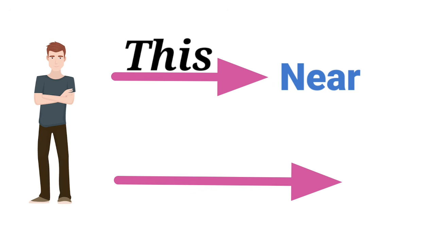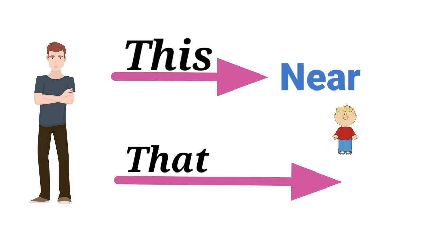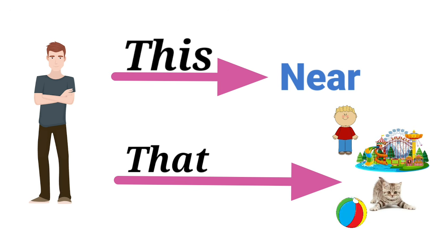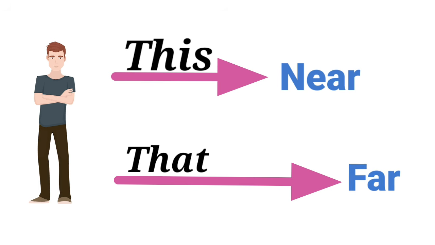We use that to show a single person, place, animal or a thing which is far away from us. मतलब जो चीज़ हमसे दूर है उसके लिए हम that यूज़ करेंगे.